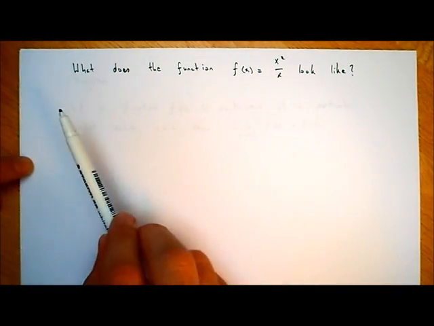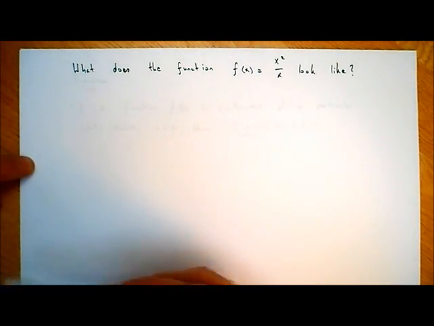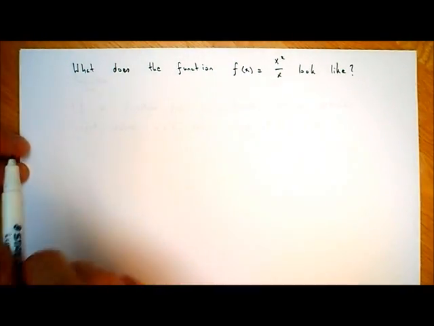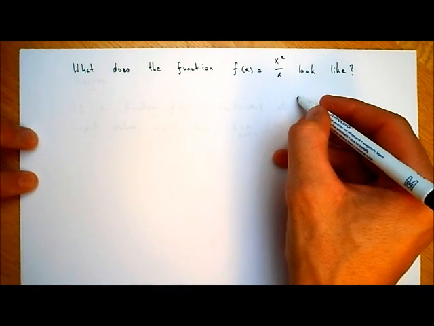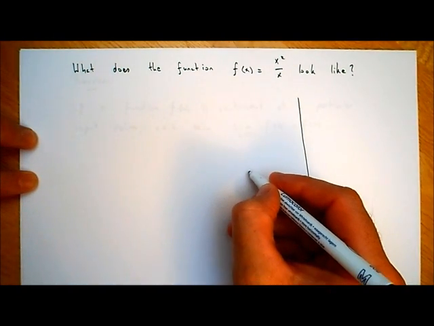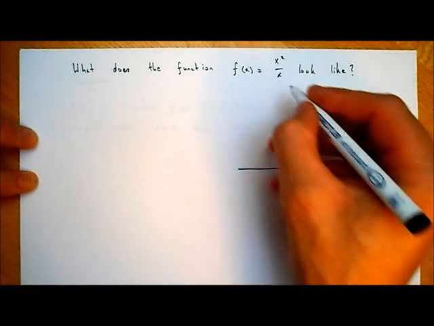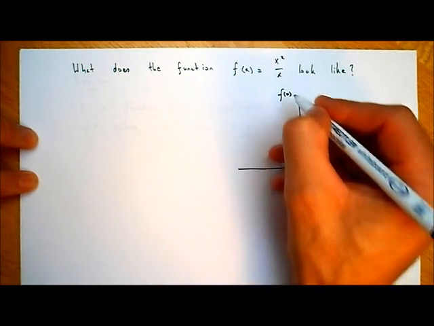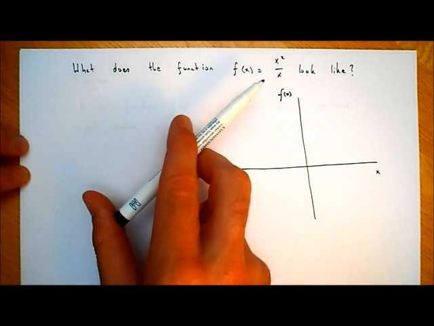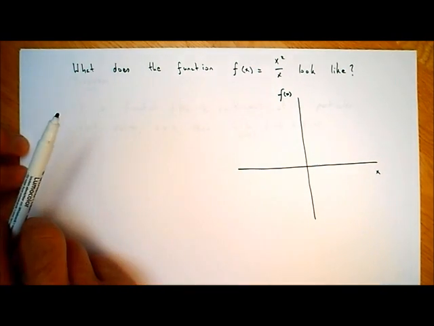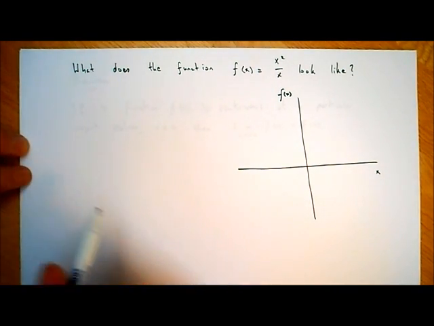We're going to sketch this function f of x is equal to x squared over x, because we want to figure out what it looks like. In order to sketch the function, we're going to sketch it on this axis here. Let's call this the x-axis, and here's the f of x axis. We're going to fill in values of x and figure out what f of x is, and then we're going to plot the points.